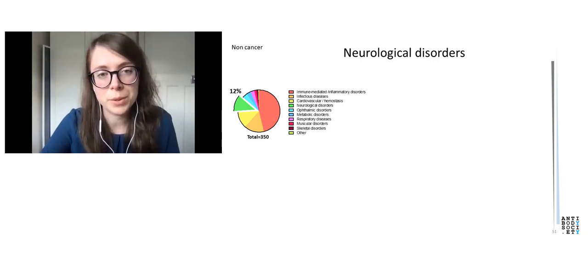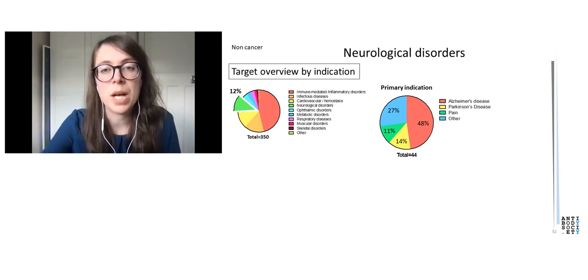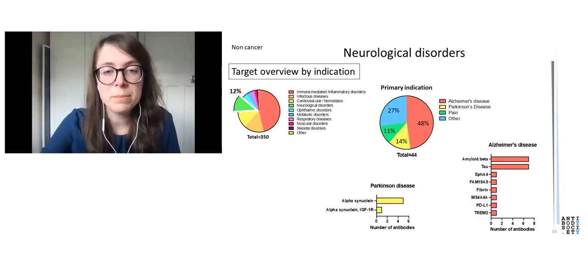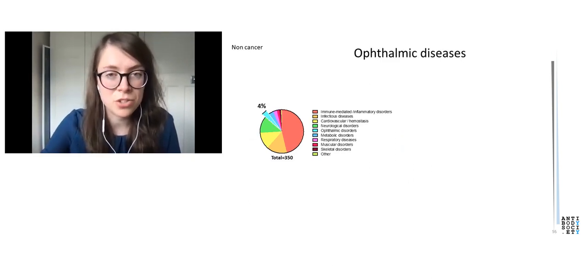Neurological disorders. These are 12% of the non-cancer group. We have stratified them by indication. Almost half are for Alzheimer's disease, and they mostly target amyloid beta and tau. 14% is for Parkinson's disease, and they mostly target alpha-synuclein. And 11% is for pain, and they mostly target NGF.